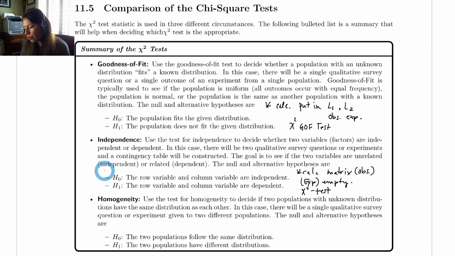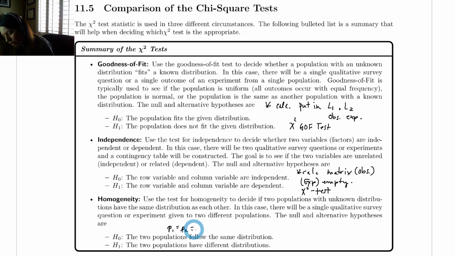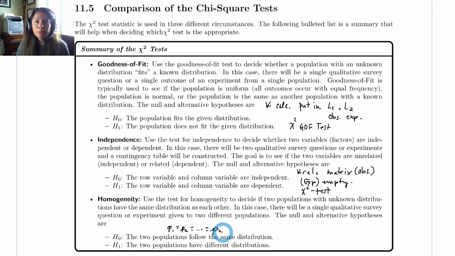And so again, notice that the null and alternative are about the population proportions, right? We had P1 equals P2 equals all the way to however many samples you have, right? N. Either they are the same or they're not, right? At least one is different, right?